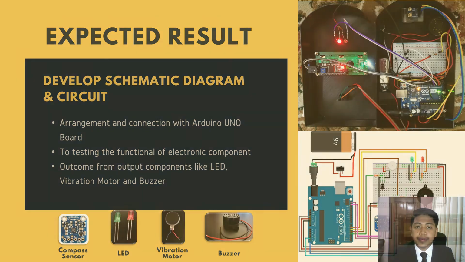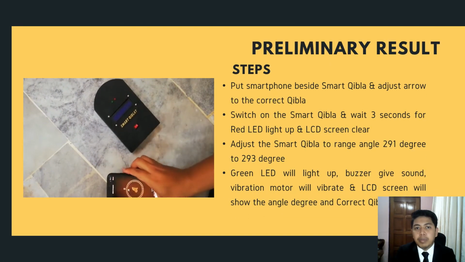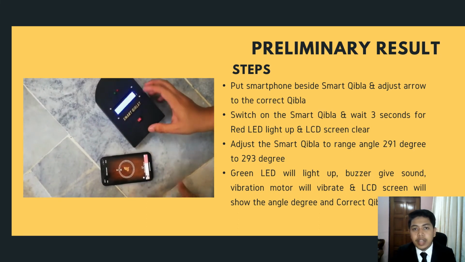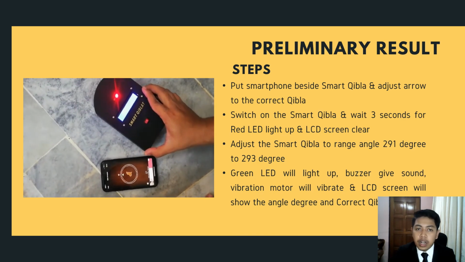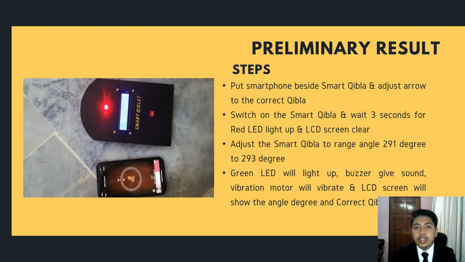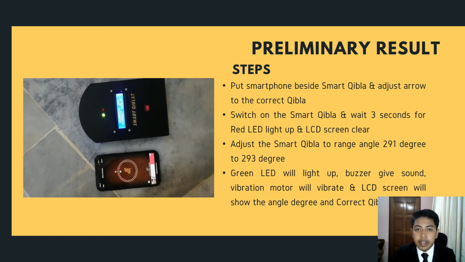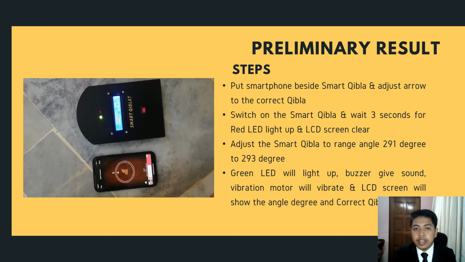This is the preliminary result for my final year project. Firstly, put the smartphone beside the smart Qiblat and adjust the arrow to the correct Qiblat. Next, switch on the smart Qiblat and wait 3 seconds for the red LED to light up and the LCD screen to clear. After that, adjust the smart Qiblat to the range of angle 291 degrees to 293 degrees. Then the green LED will light up, the buzzer gives sound, the vibration motor will vibrate, and the LCD screen will show the angle, degree, and the red Qiblat.